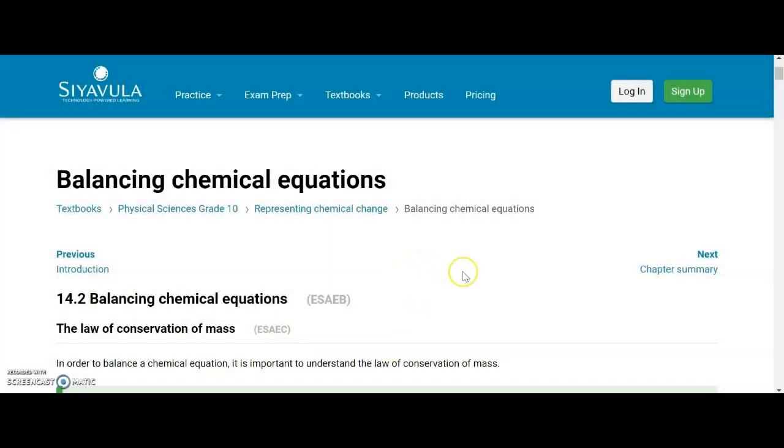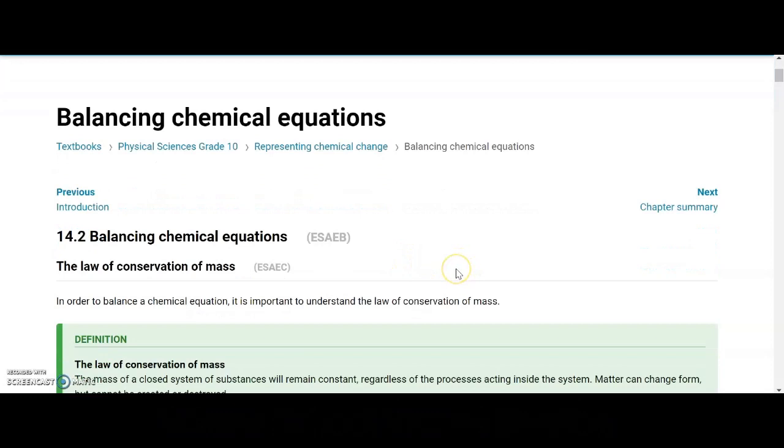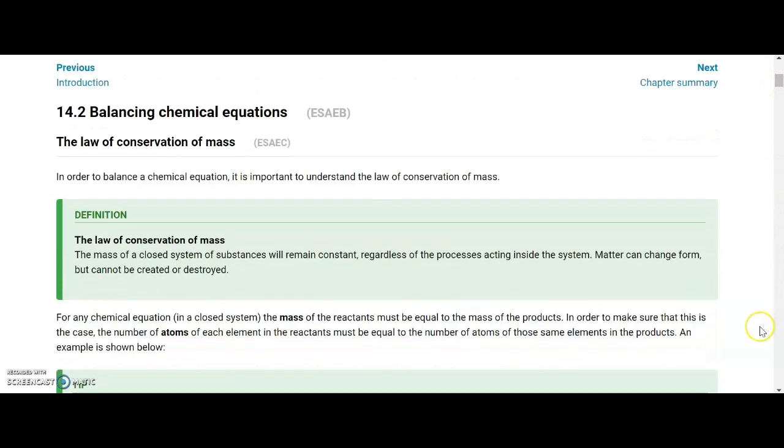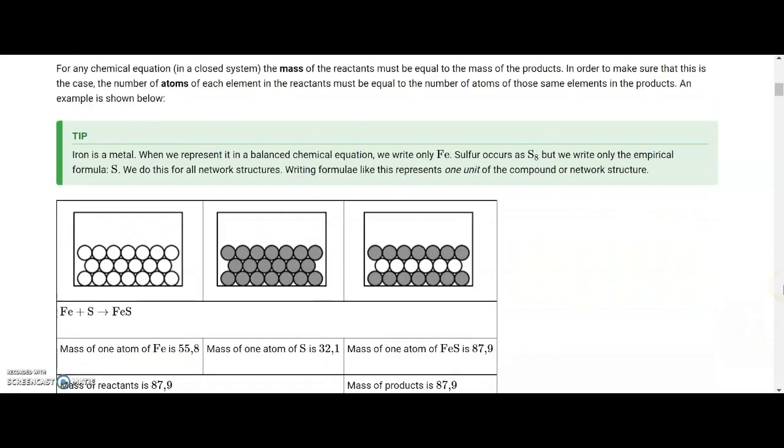Hi, grade 10s. I want to start this video by referring you to the textbook from Siyavula and balancing chemical equations. Now, it's very important to realize that in order to balance chemical equations, you have to understand the conservation of mass, because the mass of the reactant particles before must equal the mass of the products after the reaction.